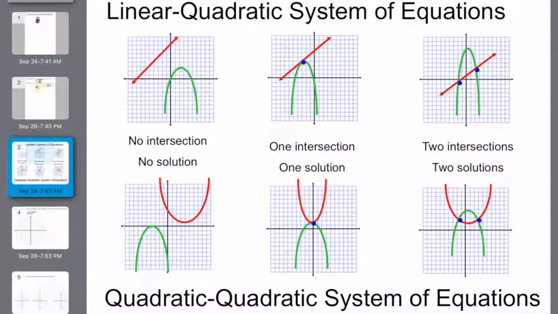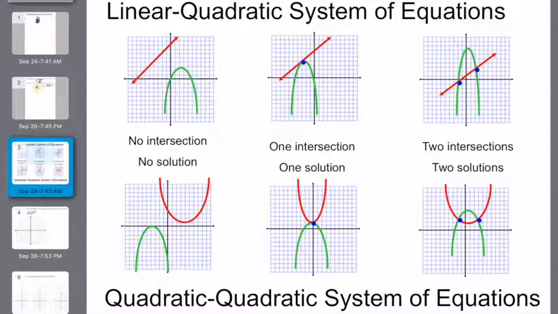Okay, so we have a few different options here when we're taking a look at this. First of all, we have our linear-quadratic systems of equations. So we're going to have one linear equation and one quadratic. Okay, so we'll have a line and we'll have a parabola. We also are going to see quadratic systems of equations. And again, that means we're going to have two parabolas.